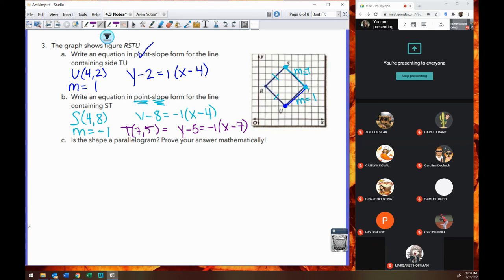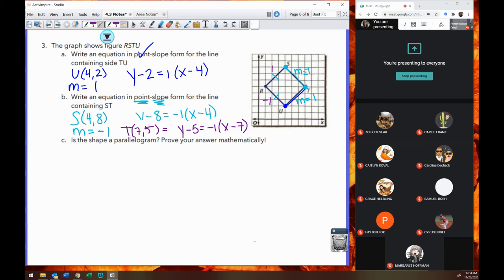Is my shape parallel? Oh, you were answering that, Abby. RU is -1, RS is... Correct. My opposite sides have the same slope, so yes, it's parallel. Okay, that was kind of a review of some graph stuff.